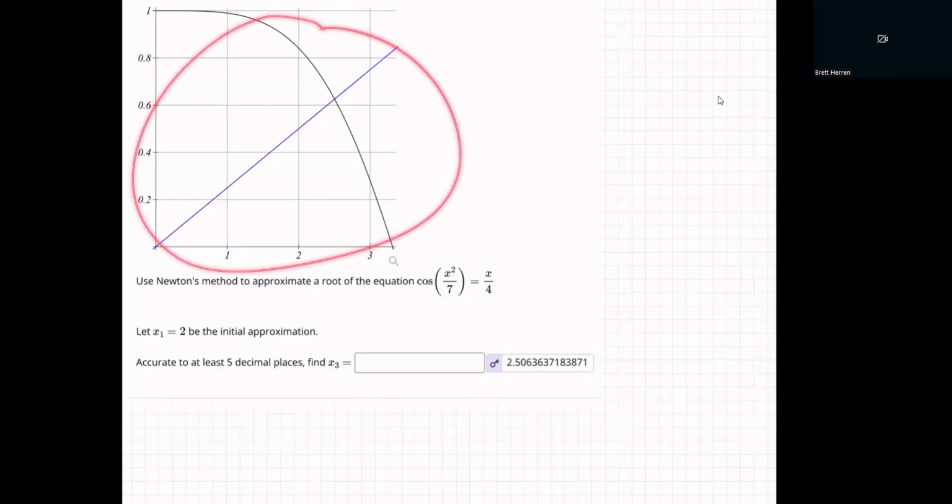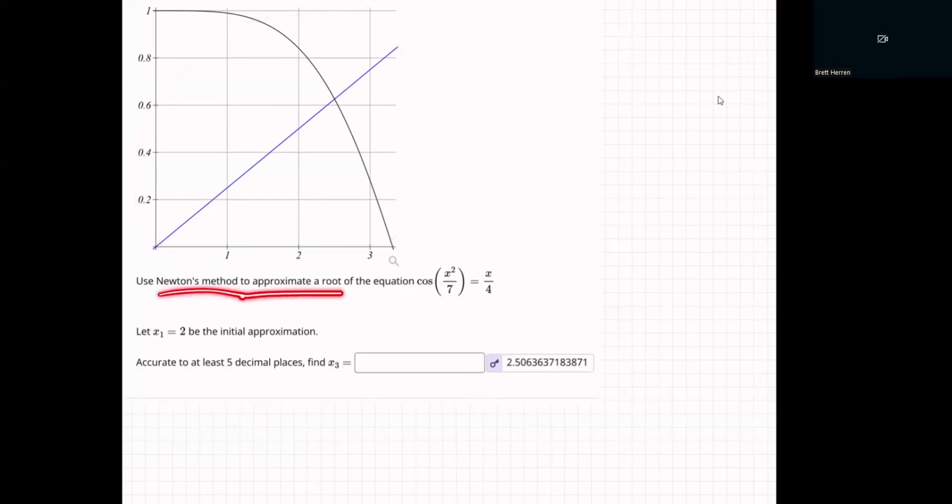They give us this nice graph, and they say use Newton's method to approximate a root of the equation cosine of x squared over 7 equals x over 4. Notice how are you going to solve that with a formula? Like, what are you going to do? How are you going to get x alone? One of them's inside of a cosine, the other one's out here.